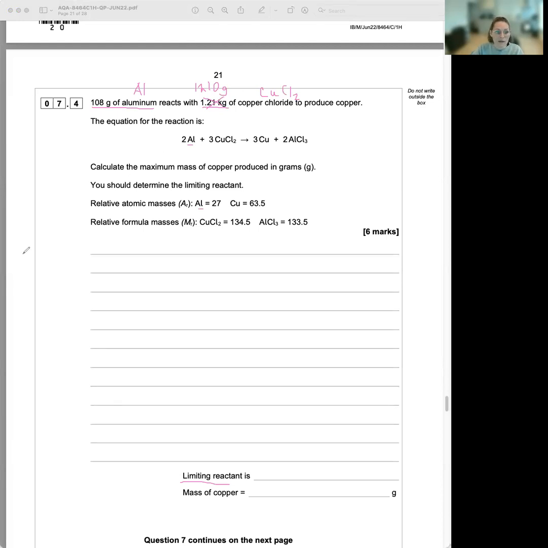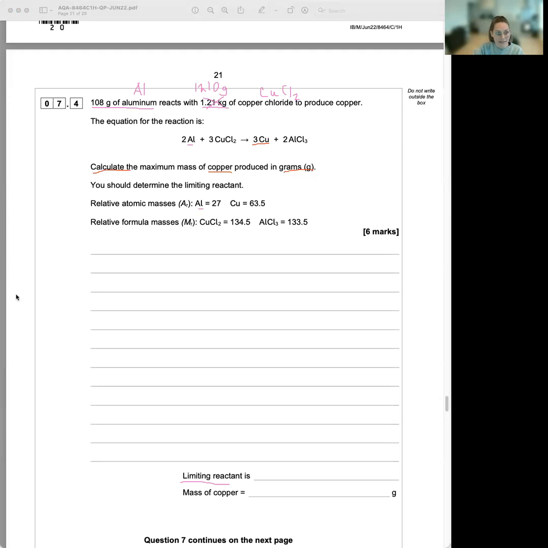Thanks. What are they asking me to calculate? They are asking me to calculate the maximum mass of copper. So this is the thing that I'm ultimately going to need to calculate. This is the thing that I want, and I need it in grams. That's the big hint as to why we converted this kilograms into grams. Okay, we want everything to be in grams. It's also saying determine the limiting reactant. I'm going to show you when and how we do that, so we're not going to worry too much about that.